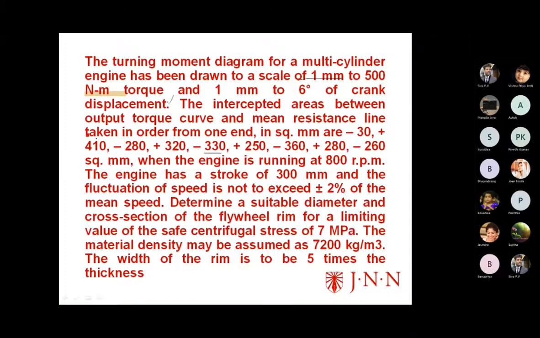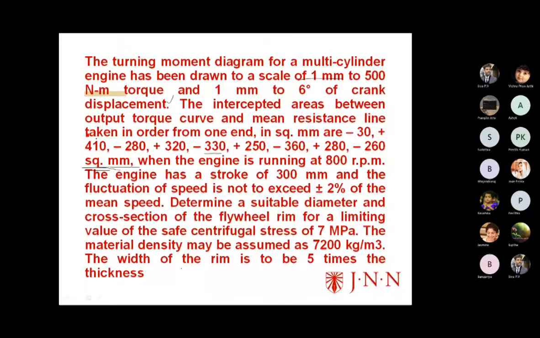They are given in terms of square mm. When the engine is running at 800 rpm, the engine has a stroke of 300 mm and the fluctuation of speed is not to exceed plus or minus 2% of the mean speed. Determine a suitable diameter and cross section of the flywheel rim for a limiting value of safe centrifugal stress of 7 megapascal. The material density may be assumed as 7,200 kilogram per meter cube. The width of the rim is to be 5 times the thickness.